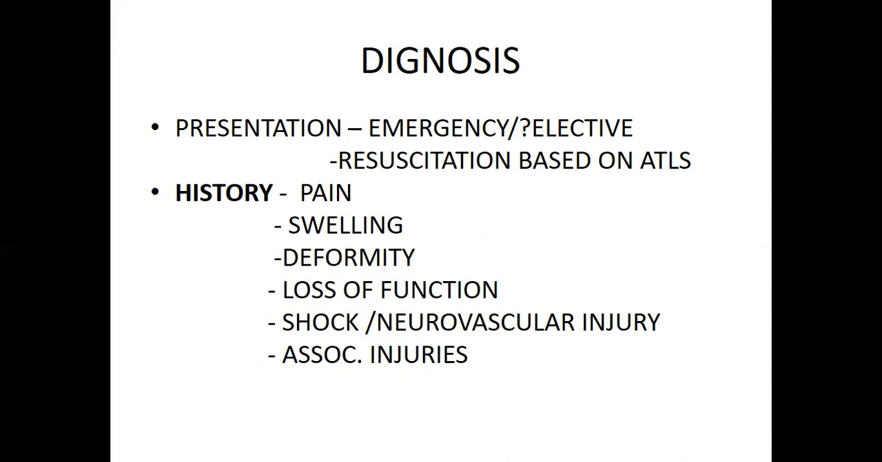Then C is the circulation. You quickly have to secure a wide bore cannula in your antecubital veins, and then you obtain samples for what? Your hemogram, as well as your baseline investigations. If it's a woman, you may also have to do a pregnancy test.